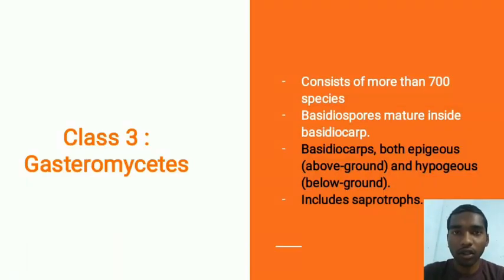Under Basidiomycotina, after the classes Teliomycetes and Hymenomycetes comes the class Gasteromycetes. This class consists of more than 700 species. The basidiospores mature inside the basidiocarp. The basidiocarps are both epigeous as well as hypogeous.